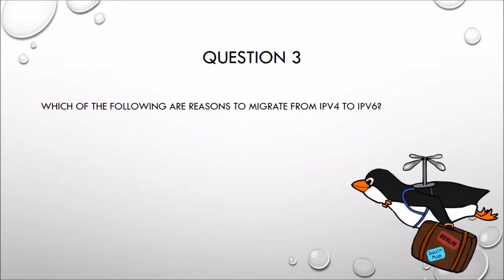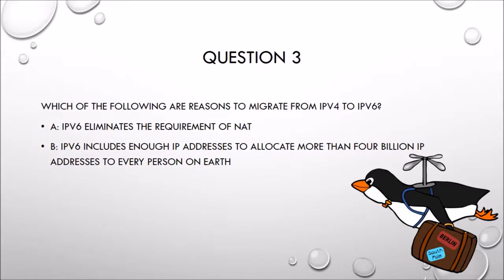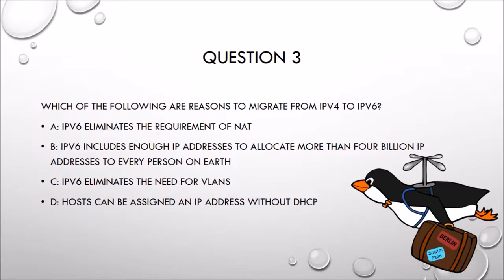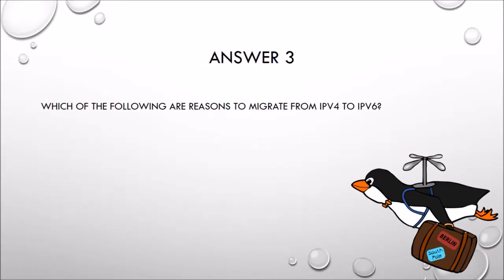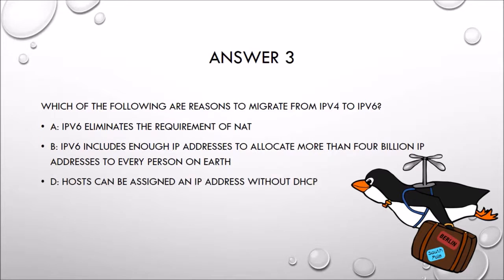Next question. Which of the following are reasons to migrate from IP version 4 to IP version 6? A. IP version 6 eliminates the requirement of NAT, or Network Address Translation. B. IP version 6 includes enough IP addresses to allocate more than 4 billion IP addresses to every person on Earth. C. IP version 6 eliminates the need for VLANs. D. Hosts can be assigned an IP address without DHCP. Or E. Hosts can be assigned an IP address without DNS. And the answers are A, B, and D.